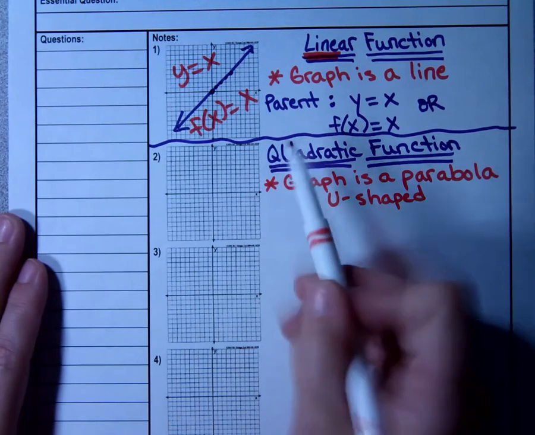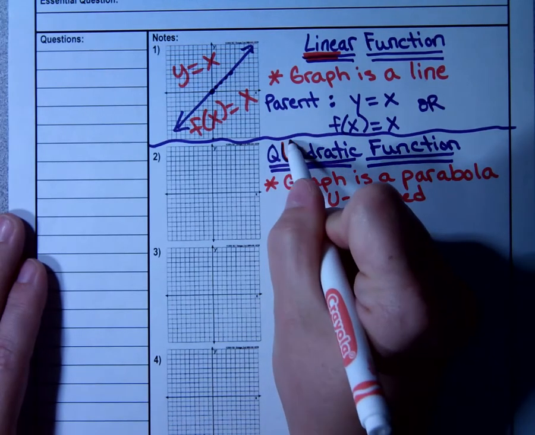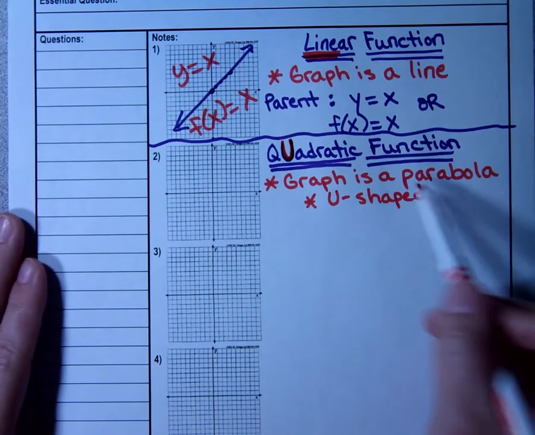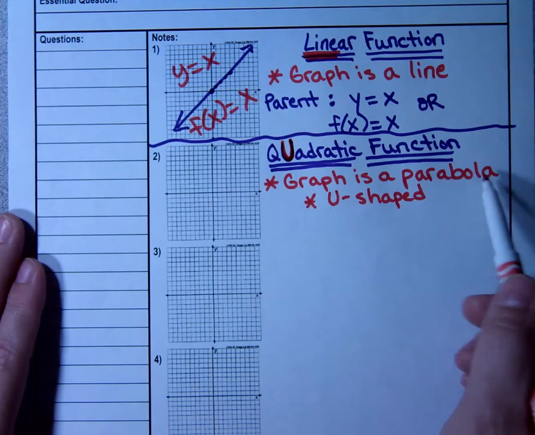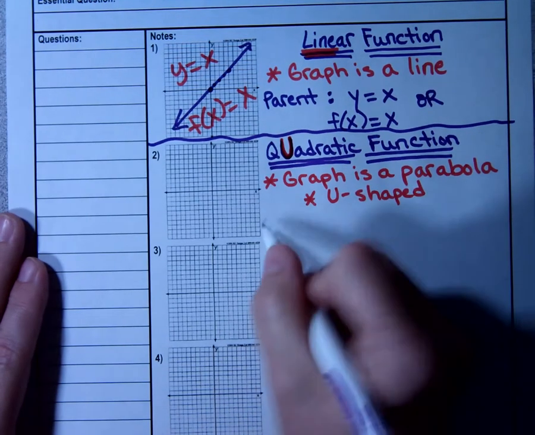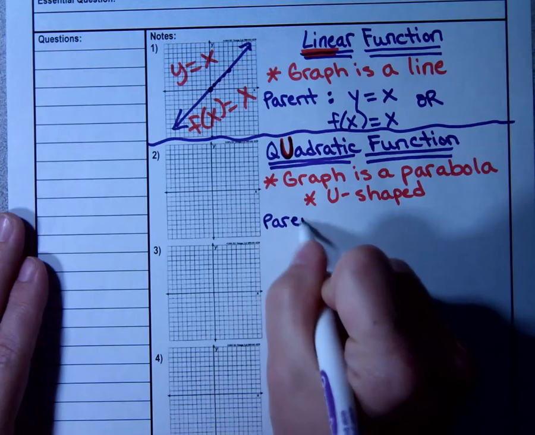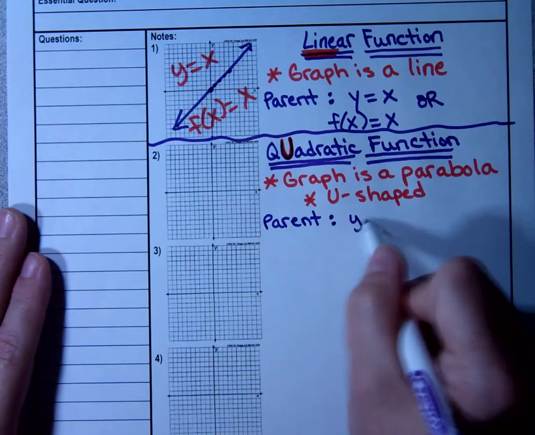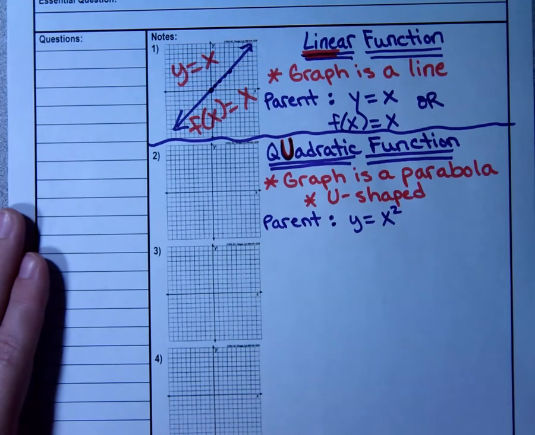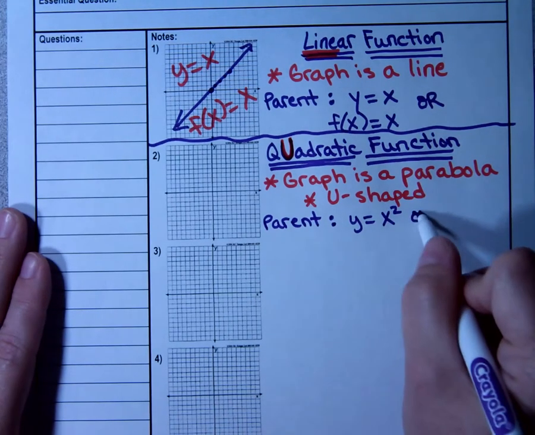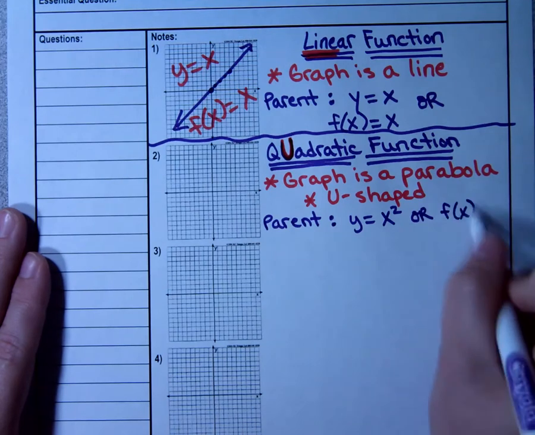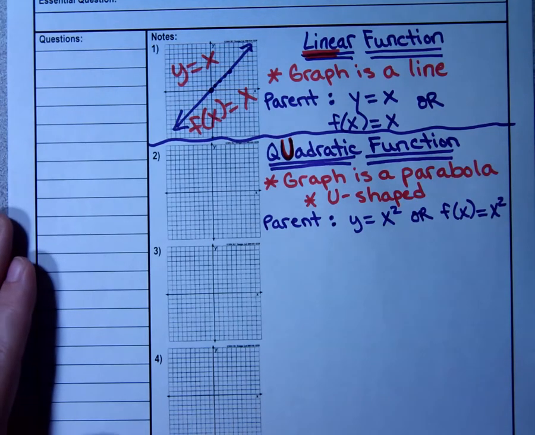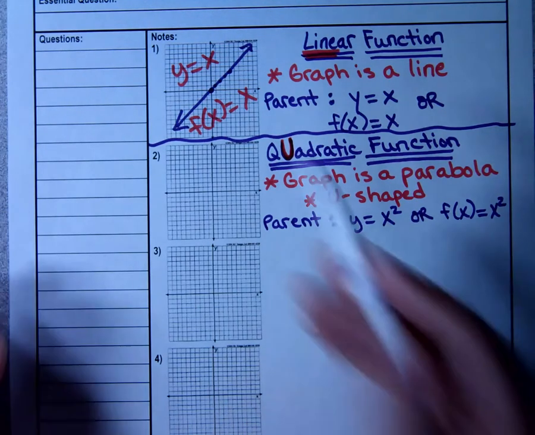So I wrote quadratic using this capital U, hoping that that would remind you that the quadratic graph is a U-shaped graph. And it's also called a parabola. That's its technical name. Now, I want to show you the equation for the parent function for our quadratic, and that is y equals x squared. And the fancy way of writing that is f of x equals x squared.